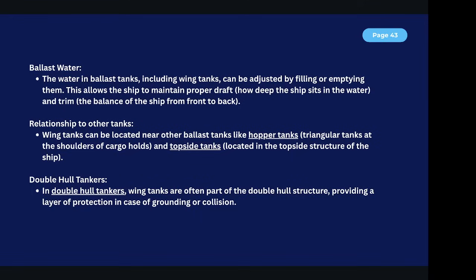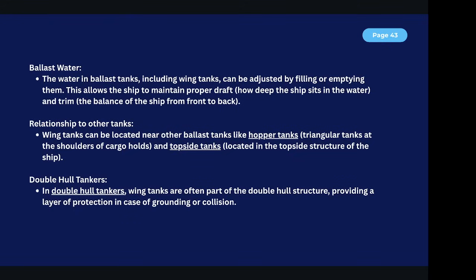So the ballast water, including the wing tanks, can be adjusted by filling or emptying them. This allows the ship to maintain the proper draft, or how deep the ship sits in the water, and the trim, that is the balance of the ship from the front to the back.